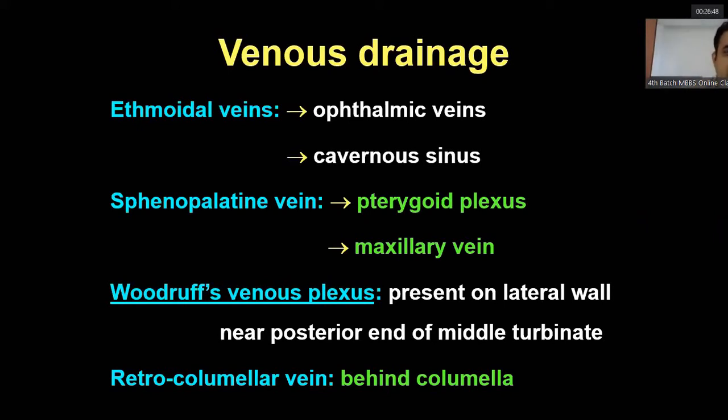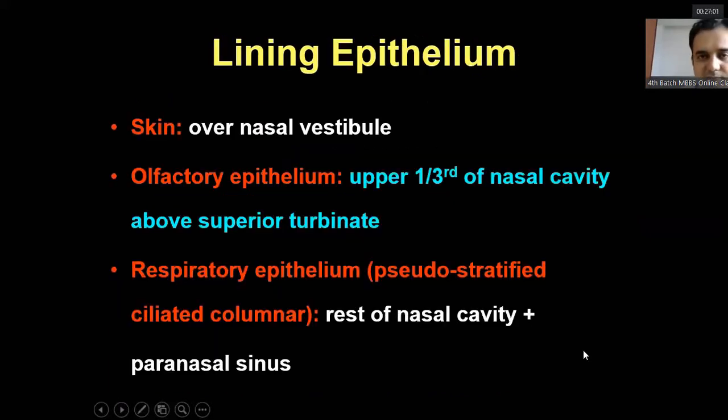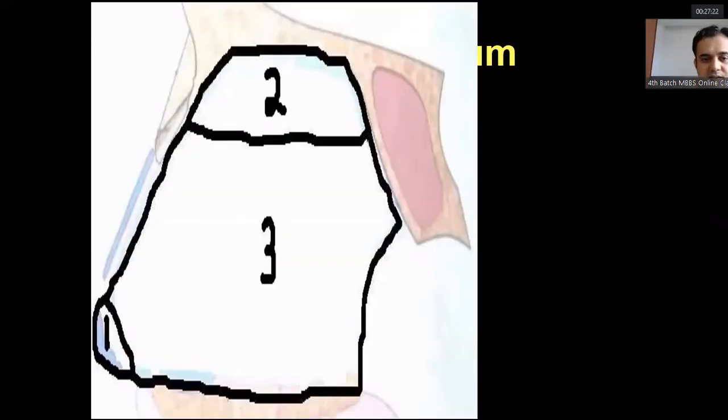Similarly, Woodruff's venous plexus is present on the lateral wall near the posterior end of the middle turbinate, and this area is implicated in posterior nasal bleeding. Now the lining epithelium. The skin is present over the nasal vestibule, and the olfactory epithelium is present over the upper 1/3 of the nasal cavity above the superior turbinate. The respiratory epithelium is present over the rest of the nasal cavity and the paranasal sinuses. Here are the olfactory epithelium, the respiratory epithelium, and the skin.